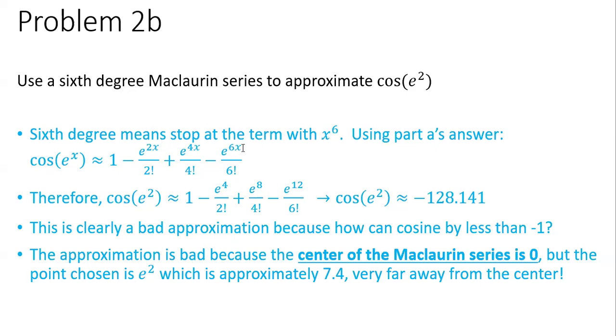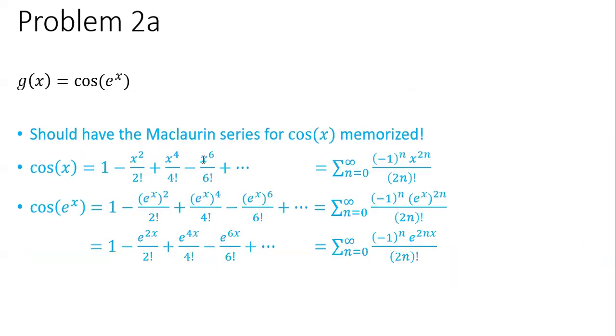By the way, this isn't exactly x to the 6th, right? But we can always rewrite this exponent a little differently. Then we would get x to the 6th. Or you can think of it as this power series, and then we replace x with e to the x. That's how we found the Maclaurin series of cosine of e to the x.